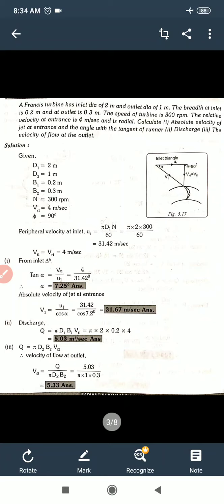Today we will solve one small problem based on the Francis turbine. So here one question is given. Let us see the details of that question first.